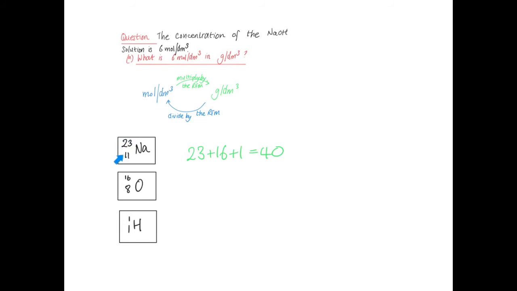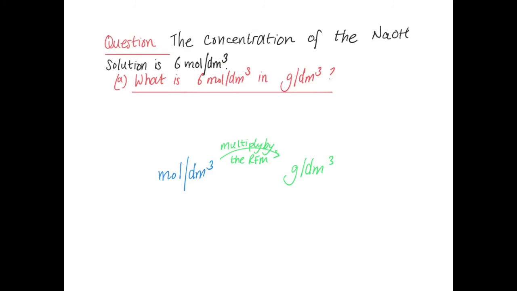Remember that when you get a box like this off the periodic table, there'll be two numbers. There'll be the atomic number and the relative atomic mass. Some periodic tables will have these the other way around, but remember that the relative atomic mass is always the larger of the two numbers.